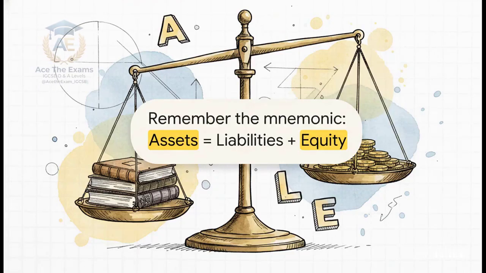When you're under the intense pressure of a timed exam, keeping track of the duality of every single transaction can get messy. So just remember the ALE mnemonic. Assets equals liabilities plus equity. It sounds incredibly simple, right? But honestly, keeping this core equation perfectly balanced in your head while the clock is ticking, well, that's exactly what separates the top-tier students from the rest of the pack. Every single transaction has to respect that balance.